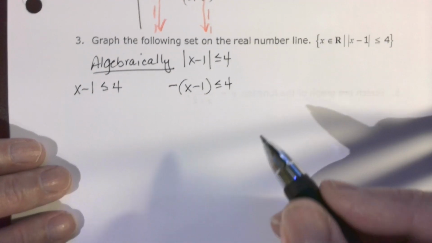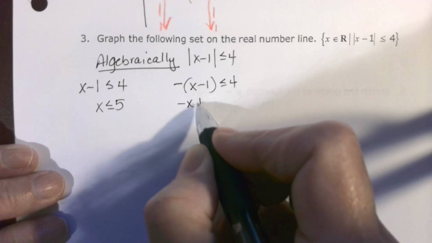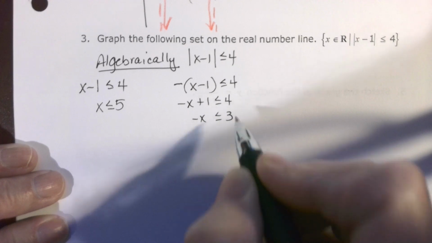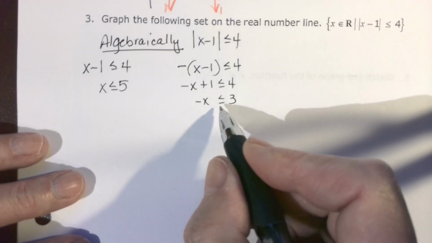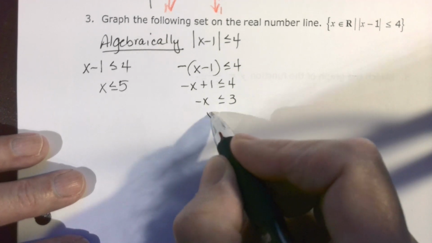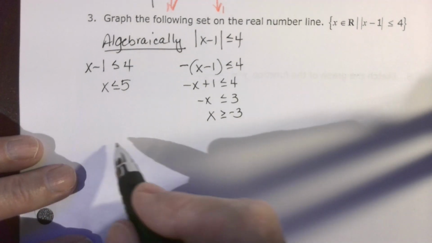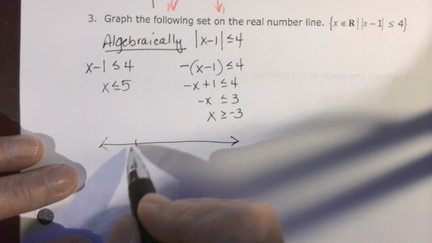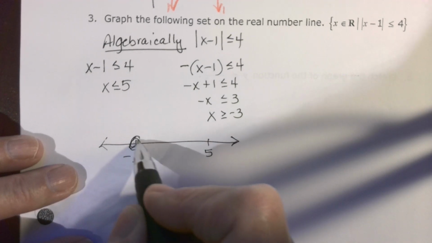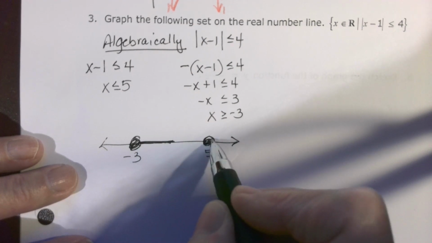So algebraically, I can solve both of those. And let's do that. This is negative x plus 1 less than or equal to 4. This is negative x. Subtract 1 from both sides. Now remember, when you multiply or divide by a negative with an inequality, you have to change the direction of the inequality sign. So it's going to look like this. So what does that look like on a number line? That means I've got negative 3 and I've got 5. X has to be greater than or equal to negative 3, going this way. X has to be less than or equal to 5, going this way.